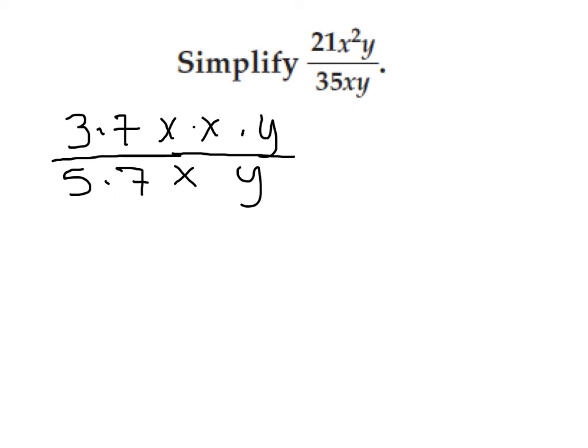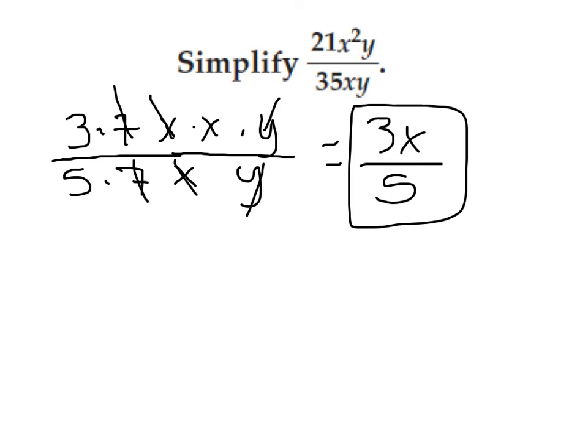Now that I've done this, I can quite clearly see that I can cancel out my 7s. I have an x on top and an x on the bottom to cancel. There are no more x's on the bottom. And there's a y on top and bottom that I can cancel out. So now I'm going to gather my numbers and variables on top. 3 times x is 3x. And there's nothing on the bottom but just 5. So it's 3x over 5. And ladies and gentlemen, that is algebraic fractions simplified.